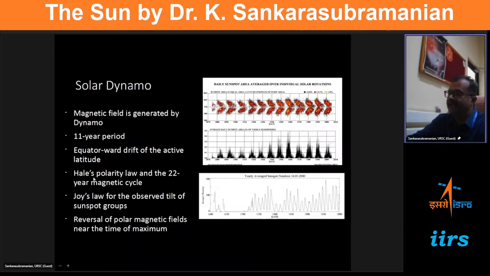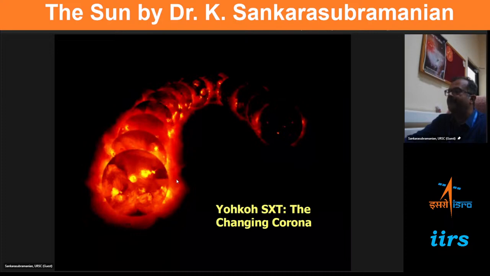And we also have Hale's polarity law and Joy's law. I would urge you to go back and read about them. They have very important implications for the solar dynamo, and there is also something called the 22-year magnetic cycle. That means the flipping of the magnetic field lines of the sun, like Earth's magnetic field flipping. The sun also flips its north and south every 22 years.